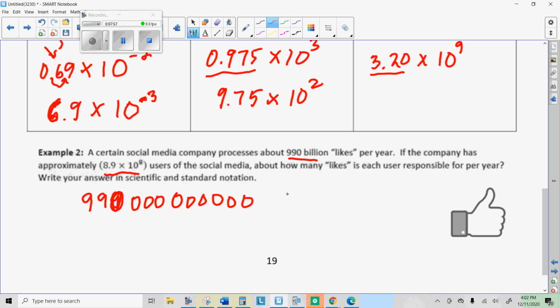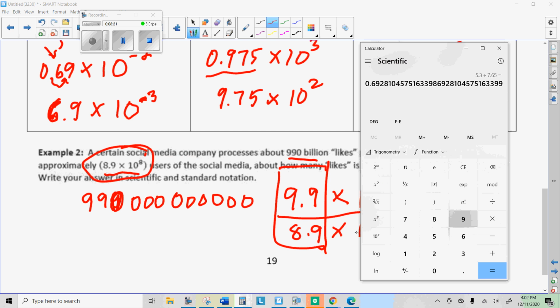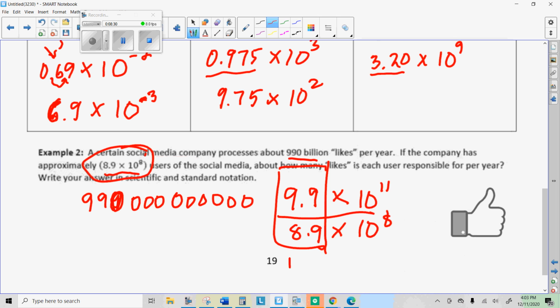So then I'm going to write it in scientific notation because this is already written in scientific notation. So I think that's going to be easier. And that's 9.9 times 10 to the 11. I'm going to divide that by 8.9 times 10 to the 8th. So I'm going to split that up and do this division separately. 9.9 divided by 8.9 equals, I'm going to round that to the nearest hundredth, 1.11 times, and then the power is pretty easy. It's just when you're dividing you subtract, so we get 10 to the third.